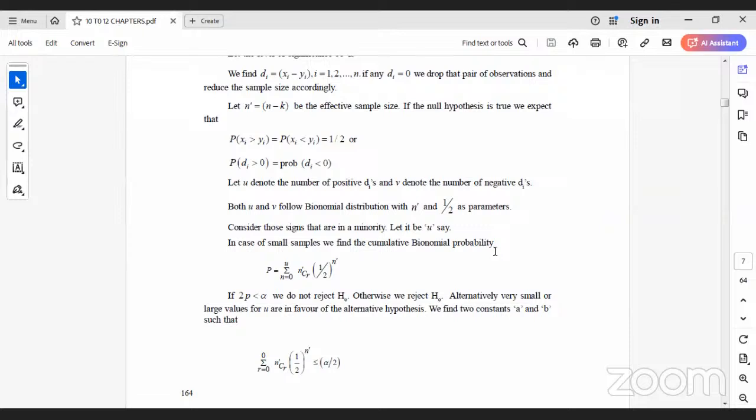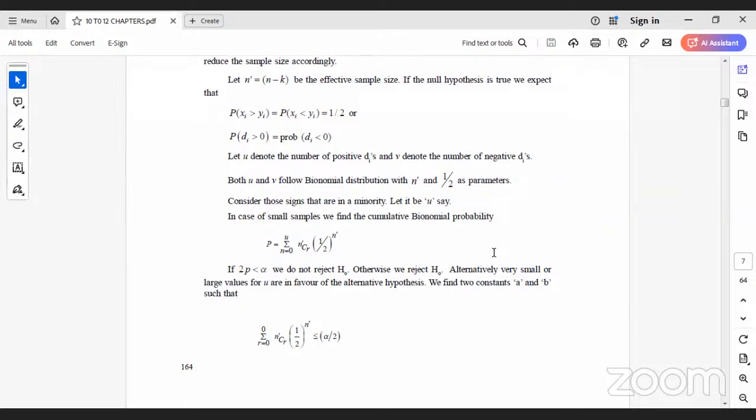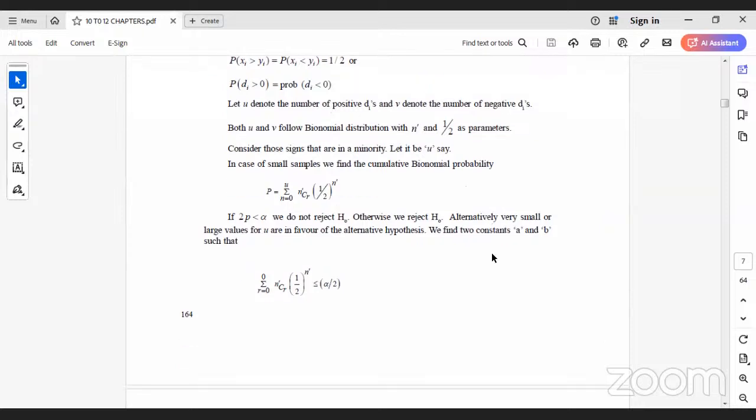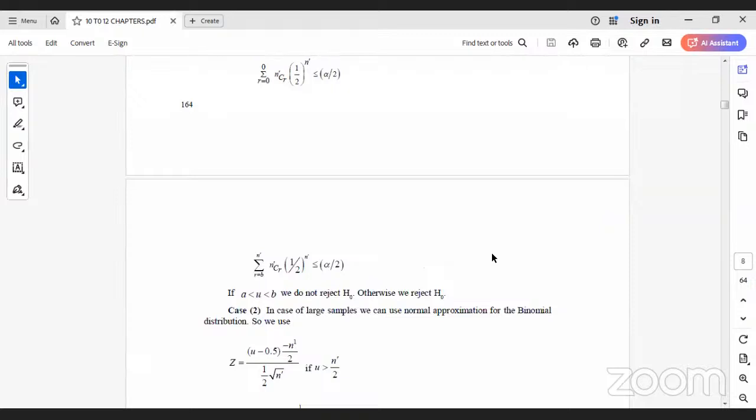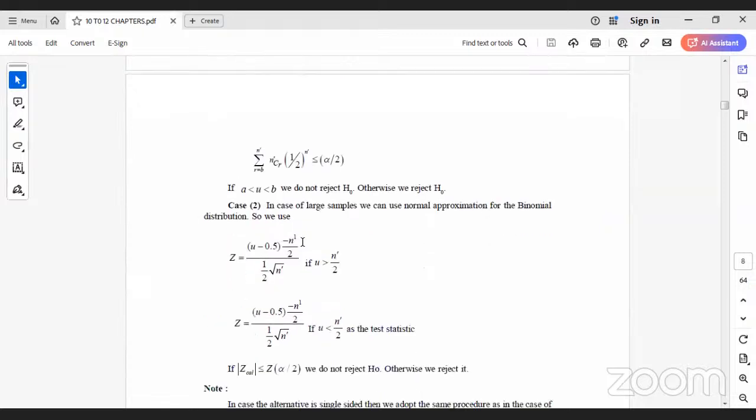Alternatively, for very small or large values of u in favor of the alternative hypothesis, we find two constants a and b such that summation of r is equal to 0 to a, n dash C r, 1 by 2 whole power n dash, is less than or equal to alpha by 2, and summation of r is equal to b to n, n C r, 1 by 2 whole power n, is less than or equal to alpha by 2. If a is less than u less than b, we do not reject H0, otherwise we reject H0.